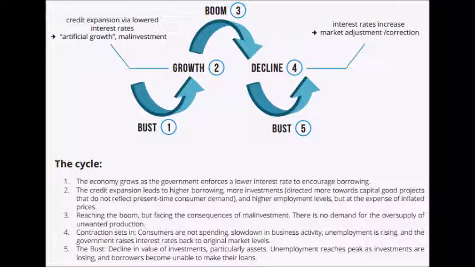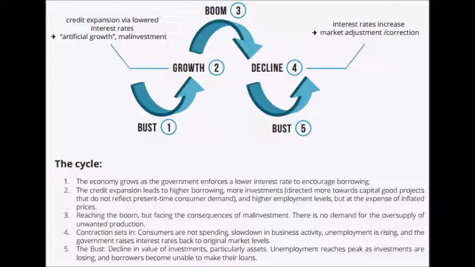So this causes a boom of sorts, but it's all mostly founded on malinvestment. Reaching the boom, but facing the consequences of malinvestment, there's no demand for the oversupply of the unwanted production. So that's essentially it. It's artificially increasing asset prices by artificially decreasing the price of money.